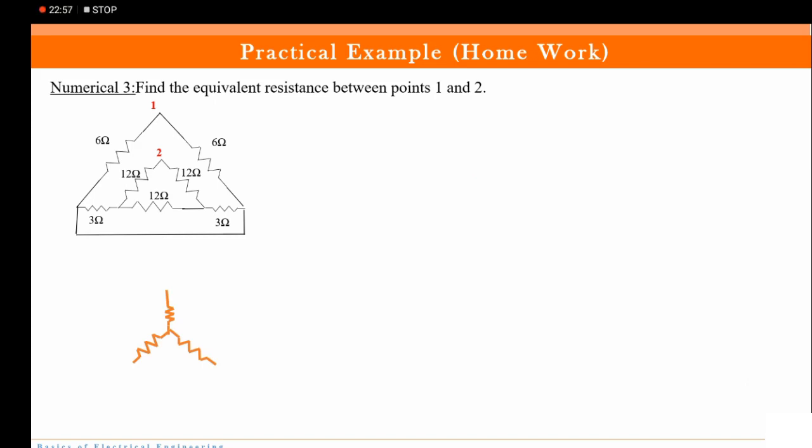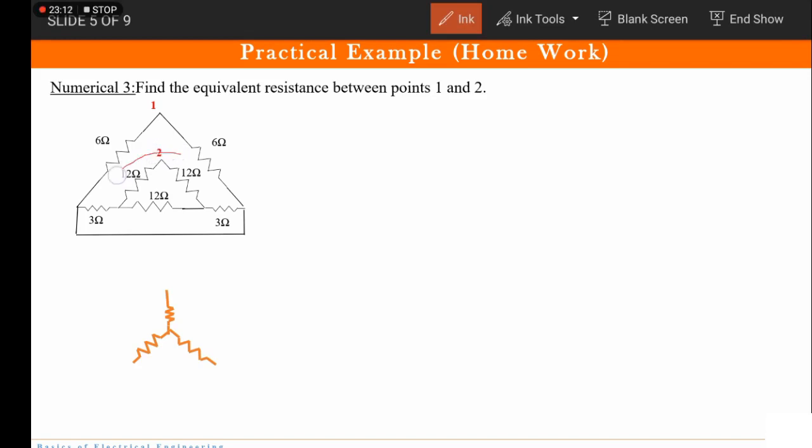Now this example is a homework for you. Fine. So you can see that I have given a hint as well. So this hint is that we need to convert this delta connection into its corresponding star connection. And again you can see that all resistances are of the same value, and that is of 12 ohms, isn't it? So once we calculate one resistance, we'll be able to replace all other values.